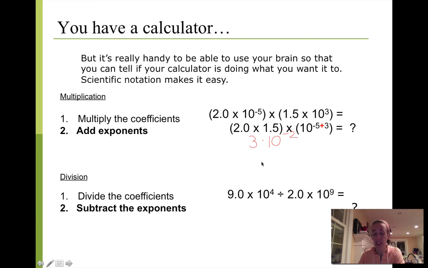With division, we're going to kind of go in the opposite direction. We're going to divide the coefficients, and then we're going to subtract the exponents. So if I divide 9 by 2, I get 4.5. And then my power of 10, I'm going to subtract the exponents. So 4 minus 9 is -5, right? So yeah, it's as simple as that.